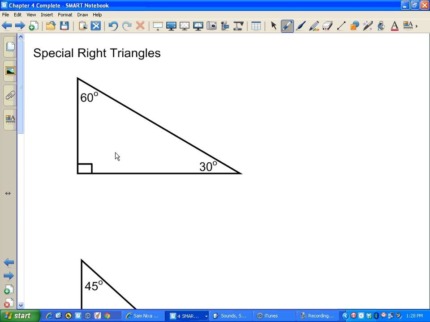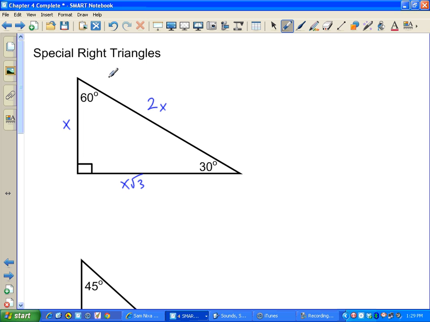In the 30, 60, 90, whatever you have for this side, so the short side, if you take it and multiply it by the square root of 3, okay, that'll be the length of the long leg. And if you take it and double it, that will be the length of the hypotenuse.